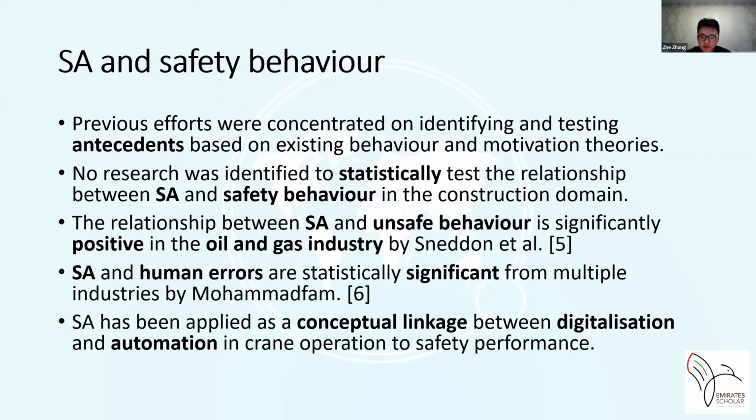The literature does not identify any research that statistically tests the relationship between assay and safety behavior in the construction industry. However, Snaden demonstrates assay is significantly related to unsafe behavior in the oil and gas industry. Based on the survey data collected from multiple industries, Mohammed Fang performed a path analysis. The results suggest that the relationship between assay and human errors is statistically significant.